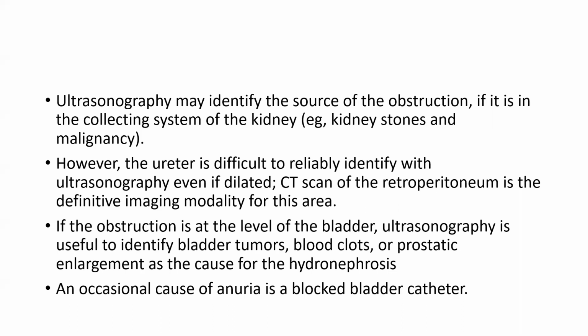Ultrasonography may identify the source of obstruction if it is in the collecting system of the kidney, for example, kidney stone and malignancy. However, the ureter is difficult to reliably identify with ultrasonography, even if dilated. CT scan of the retroperitoneum is the definitive imaging modality for this area.